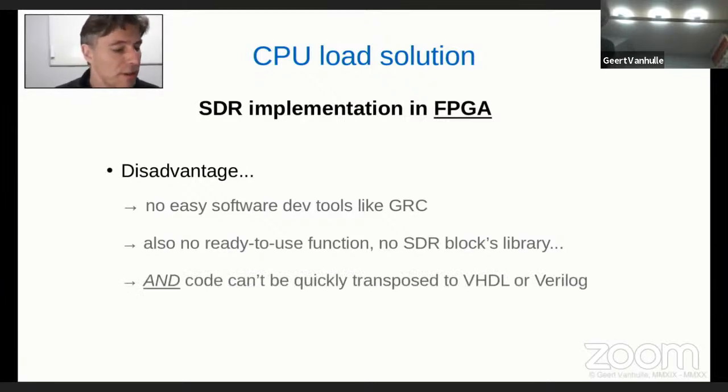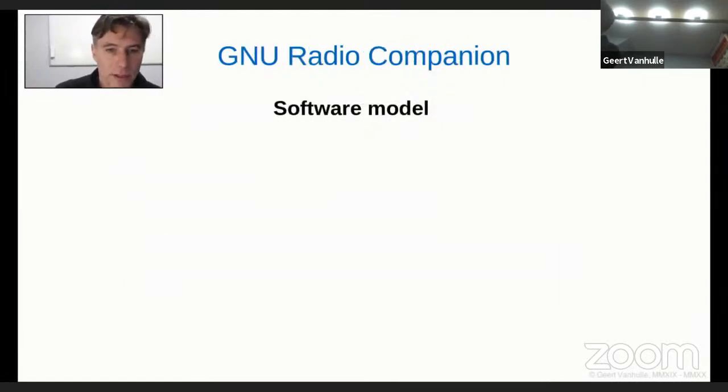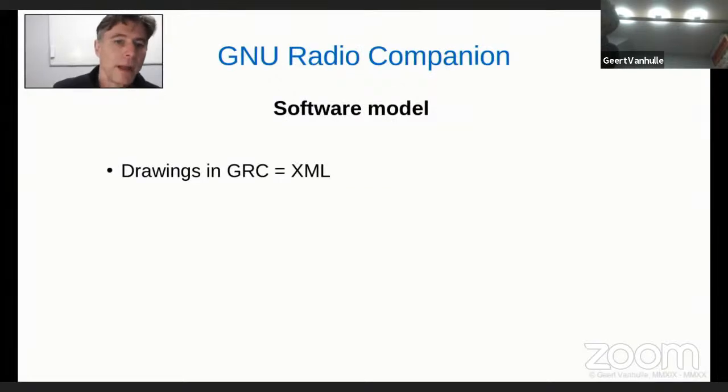You can't just simply take the code here and convert it to VHDL or Verilog, because VHDL or Verilog is not a programming language in the sense of sequential programming languages like the way we are used to in the CPU setting. So VHDL code is completely different. It's another mindset, and you can't just simply transpose code to it. So one of the solutions here would be that we make the drawings in GRC.